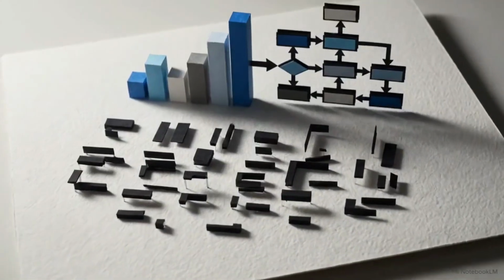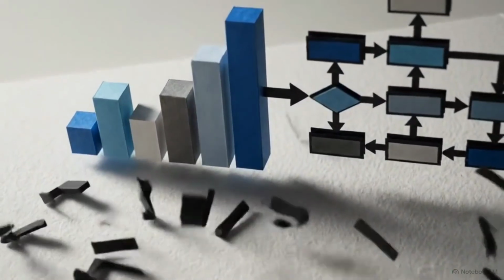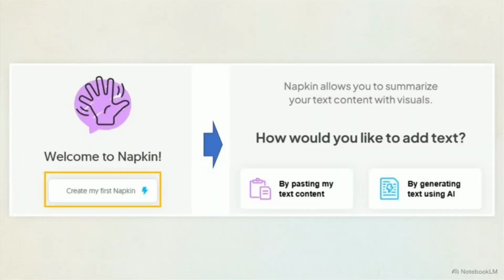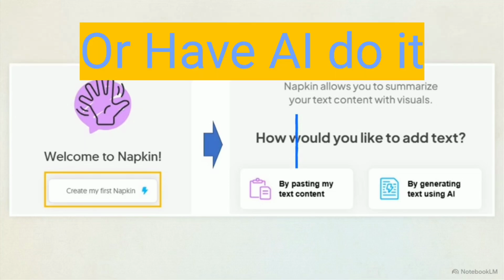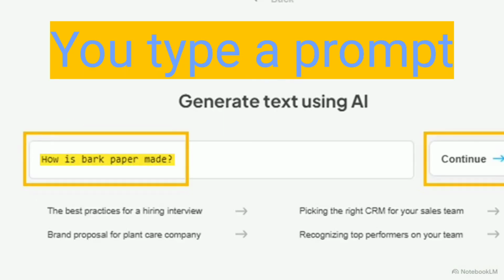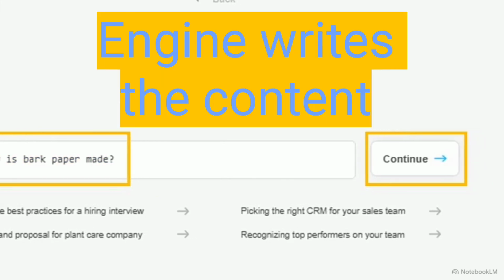Napkin AI is built entirely around this concept. It reads your plain text and instantly translates it into structured professional graphics. You have two ways to begin. You can bypass design entirely by pasting your raw notes directly into the editor, or you can have the AI generate the text from scratch. If you type a simple prompt, the engine writes out the content. It breaks the information down into a logically sectioned hierarchy, priming it for visual translation.